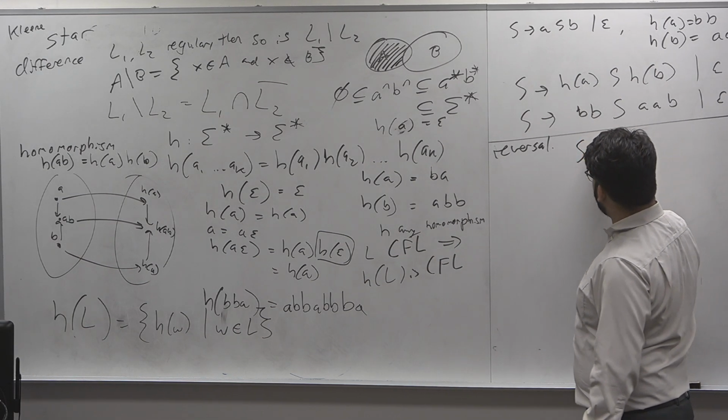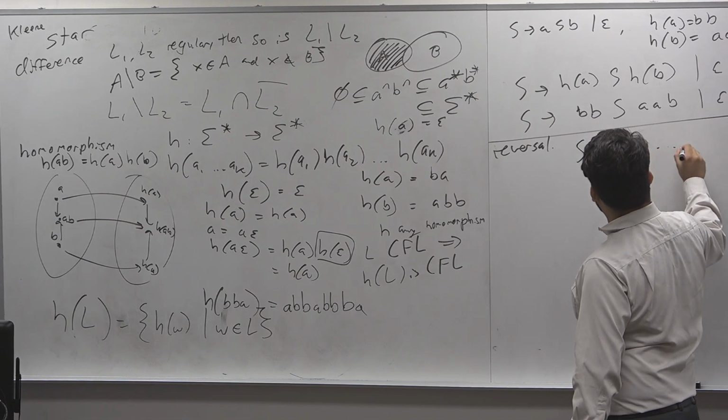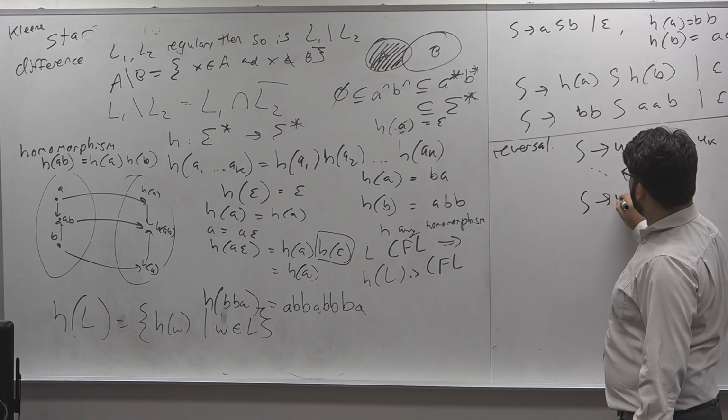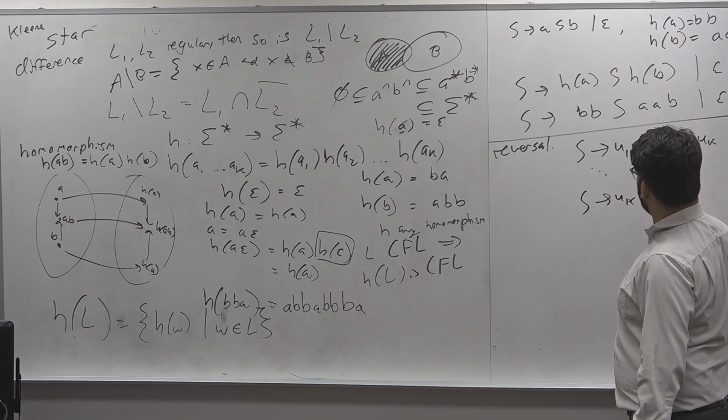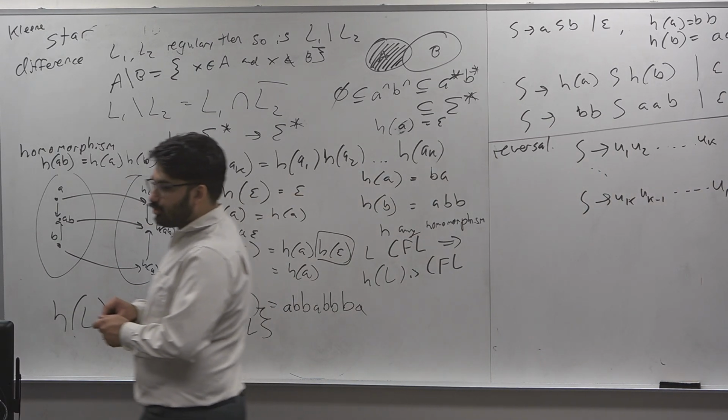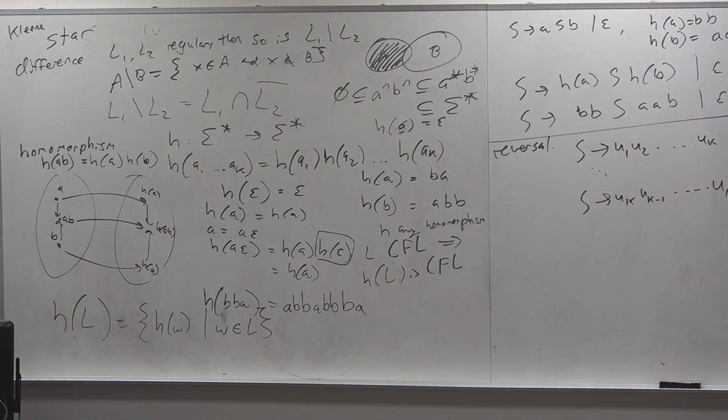So let's say S goes to U1, U2, to UK for these. Just reverse every rule. Done. So the context-free grammars are closed under reversal. Proving things like this, you take the object itself and then you do surgery on it and you show that it accepts or produces the modification of the strings, whatever those are supposed to be. Questions? All right.